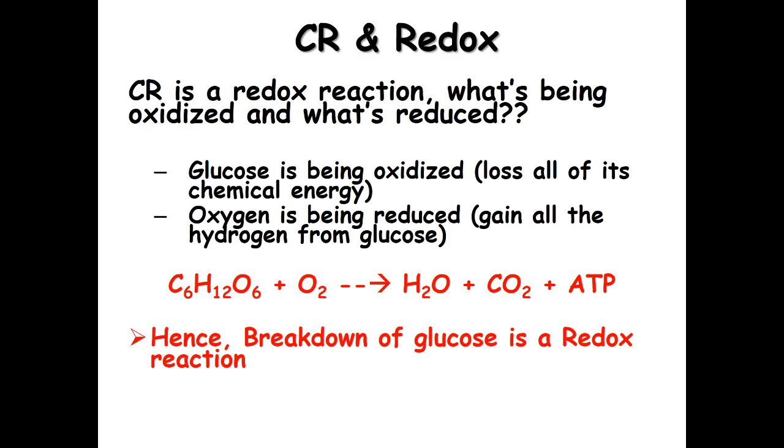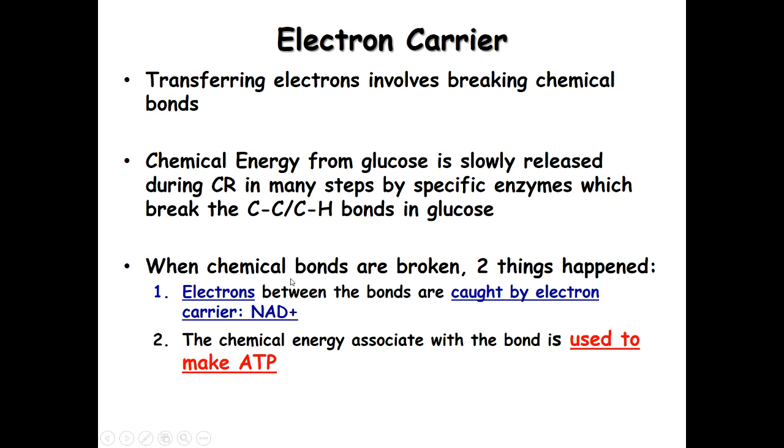So cellular respiration is a redox reaction. You oxidize glucose, releasing its energy, and then you reduce oxygen. So when we release energy from glucose, what we're doing is breaking all the chemical bonds. In particular, we're going to keep track of the carbon-carbon bonds. We're going to look at the carbon-carbon bond, this one.